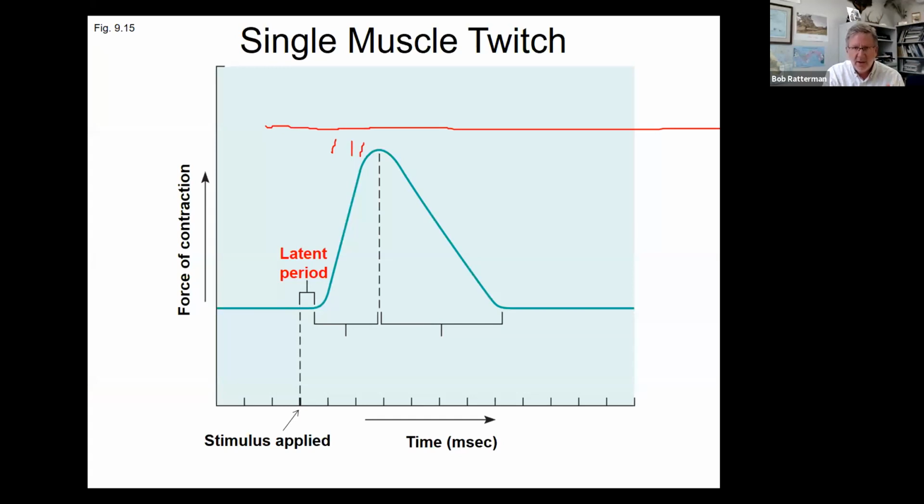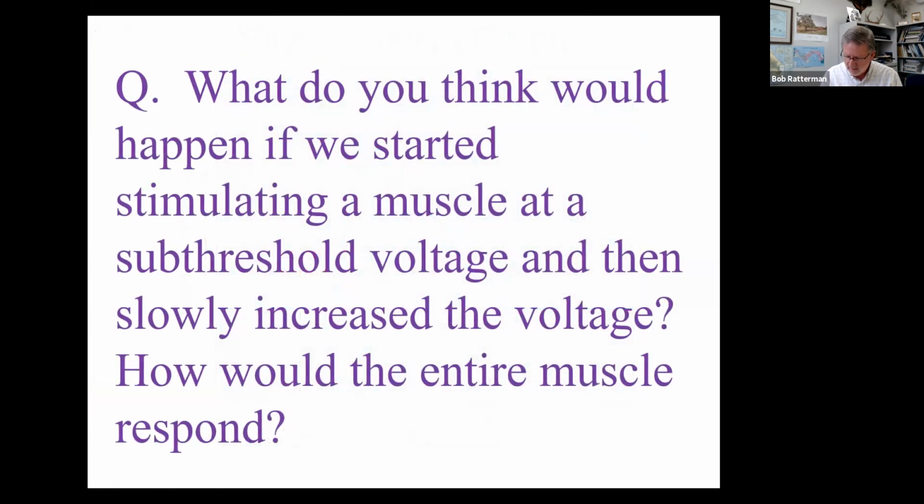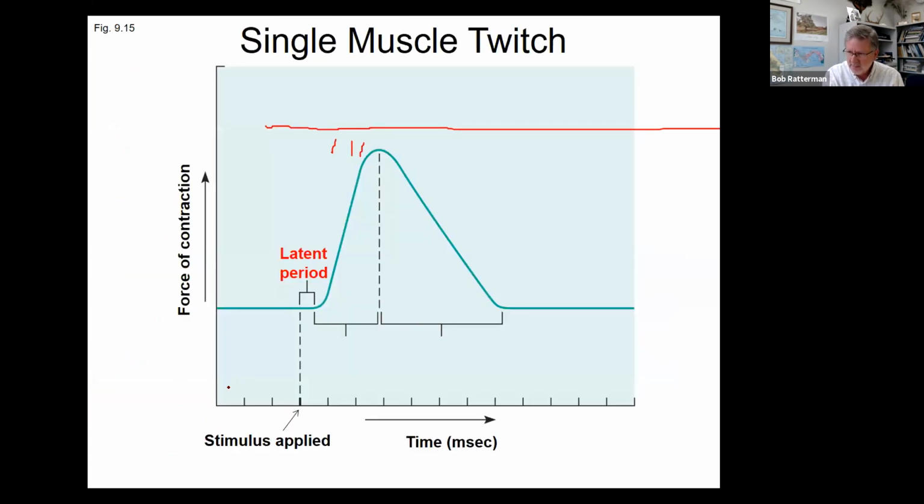Another thing that we did was we delivered a single stimulus so we could see single muscle twitches. So here's a single muscle twitch. A single muscle twitch is exactly what it says. It's delivering a single stimulus to the muscle, and this is how it typically responds to a single stimulus. And we can define what's called the latent period, and then there's a time of contraction and a time of relaxation.